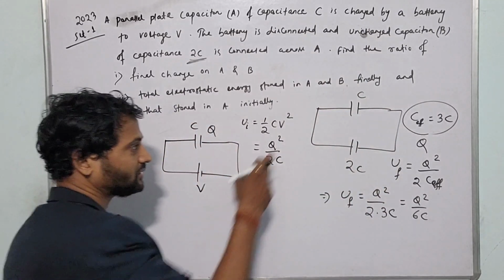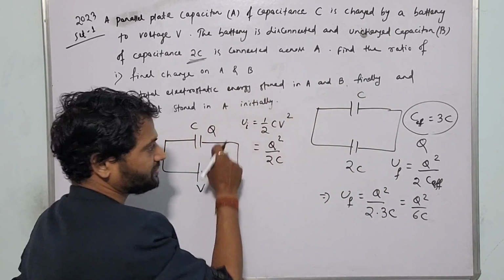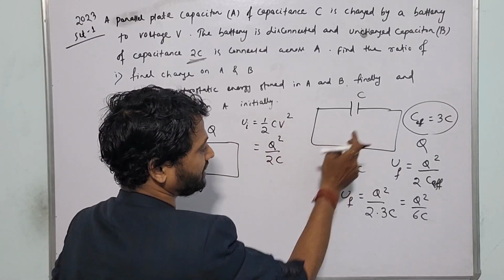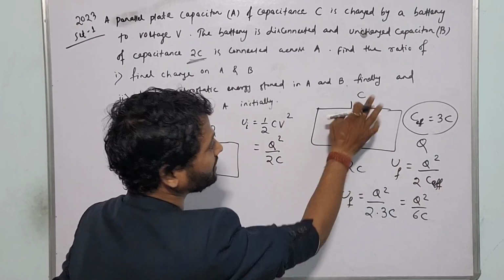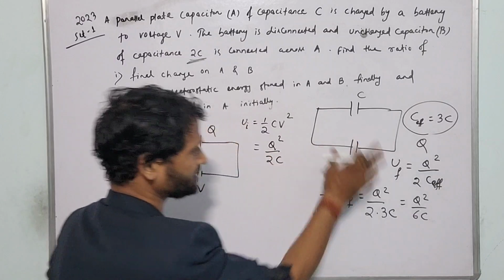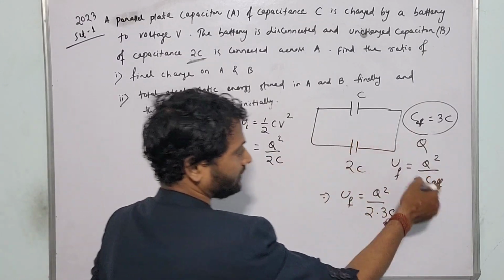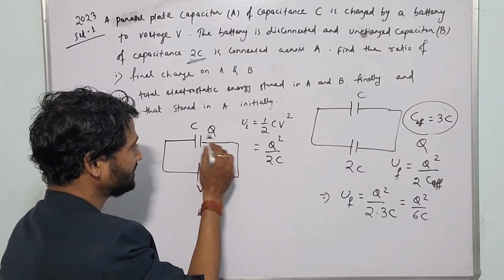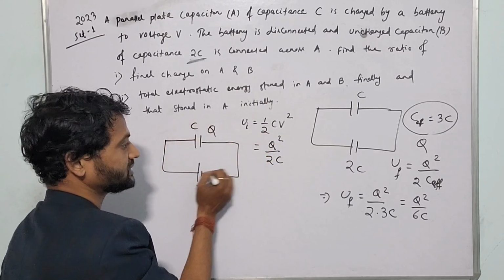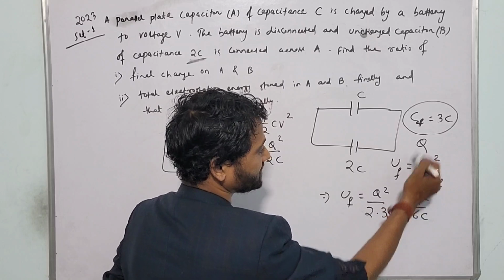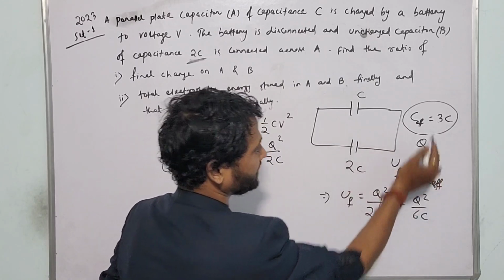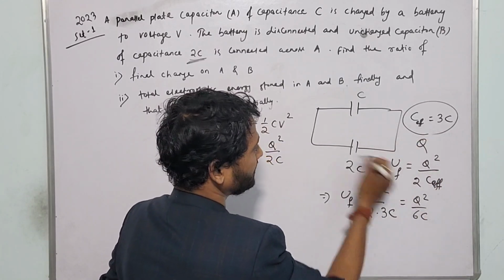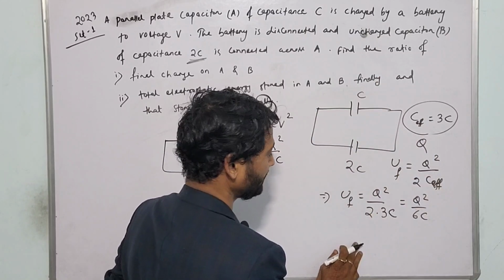और भी एक method है, you can write half CV square, half C1 V1 square plus half C2 V2 square, V1 V2 मतलब common potential, ऐसे भी हो सकता है, but the best way is that you write this formula, energy का formula Q square by 2C. Initial energy is Q, capacitance is C, so final energy is how much? Q square upon 2 C effective. C effective इधर 3C. Okay, total charge is Q.